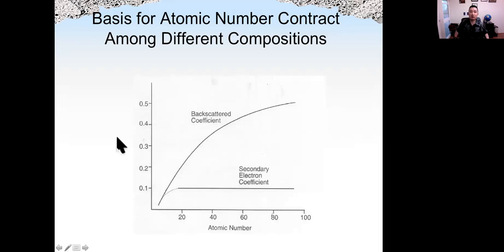This is based on atomic number. Different atomic numbers may have different backscatter coefficients. As we can see here, for a higher atomic number, the backscatter coefficient will be higher, but not so much for the secondary electron coefficient.